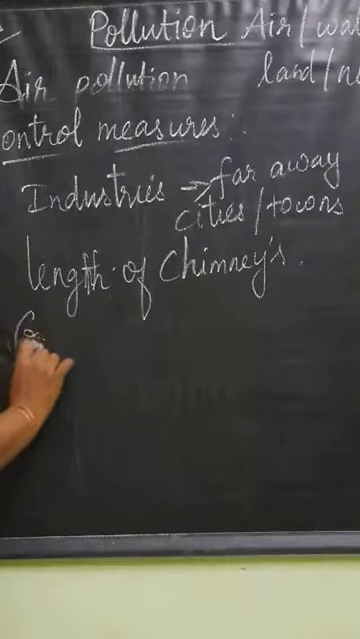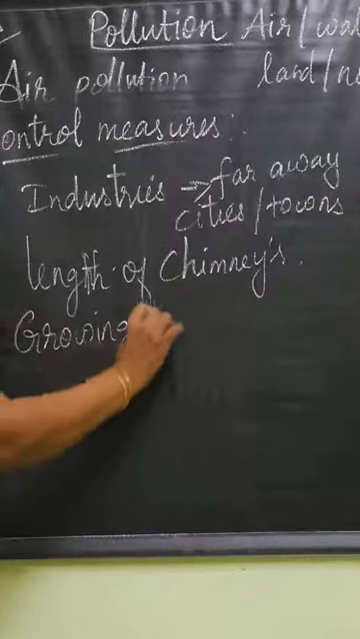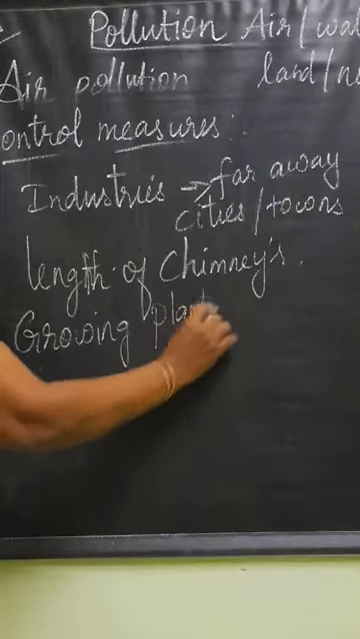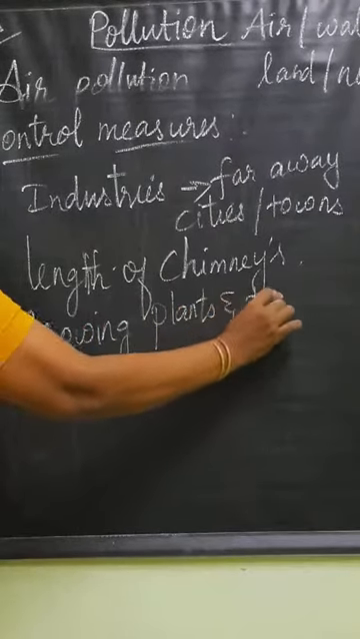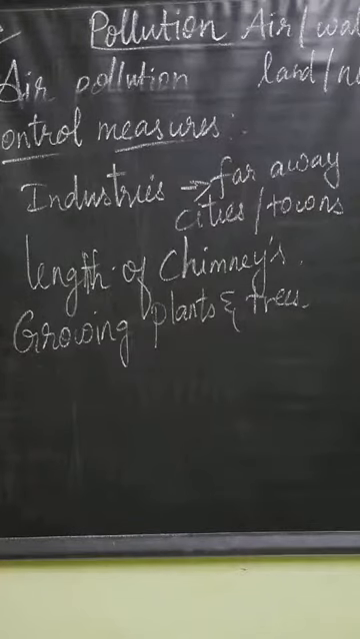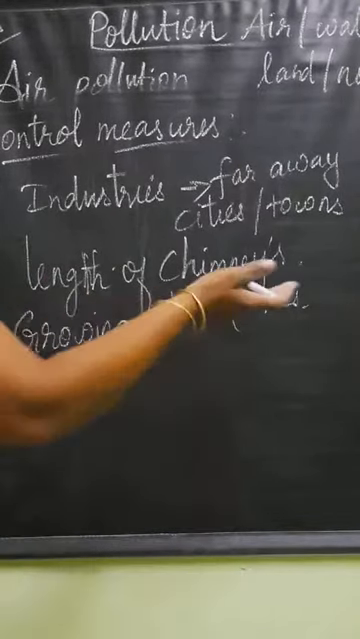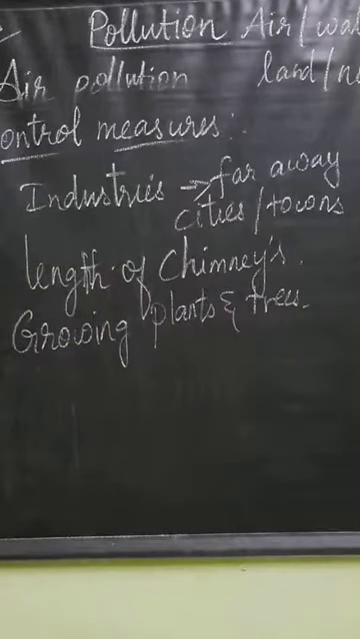Growing more plants and trees. We already studied this, isn't it? Plants and trees inhale carbon dioxide and give out oxygen. So if the air is polluted with carbon dioxide, and you grow more plants and trees, they will inhale the carbon dioxide and give you oxygen, which is good for you.